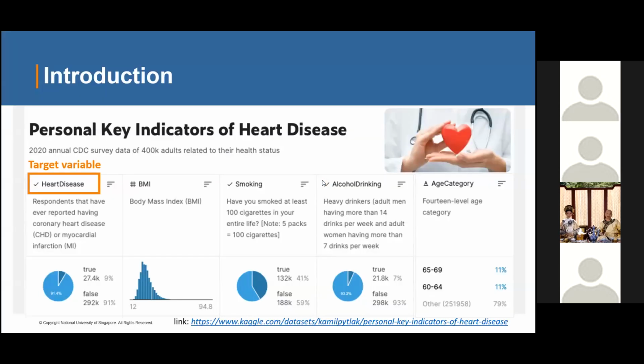Hi, Professor. Our topic is to study risk factors for heart disease. Firstly, I will introduce our research background of our topic and our dataset. So for our dataset, the target variable is heart disease.